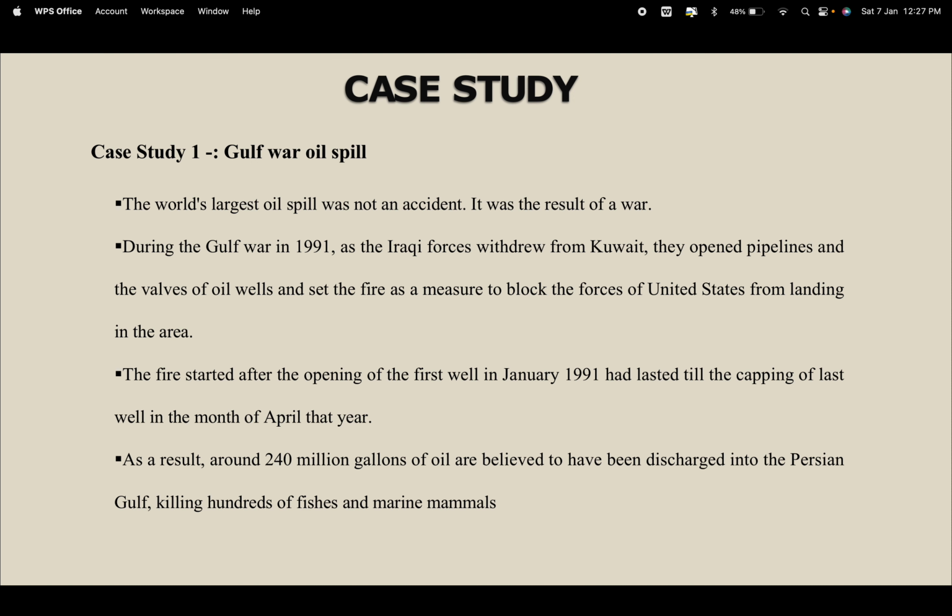The world's largest oil spill was not an accident, it was the result of a war. During the Gulf War in 1991, as the Iraqi forces withdrew from Kuwait, they opened pipelines and the valves of oil wells and set fire to them as a measure to block the forces of the United States from landing in the area. The fire, started from the opening of the first well in January 1991, lasted till the capping of the last well in April of that year. As a result, 20 to 40 million gallons of oil are believed to have been discharged into the Persian Gulf, killing hundreds of fishes and marine mammals.